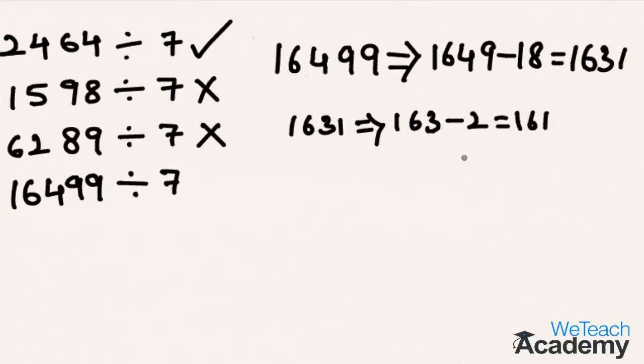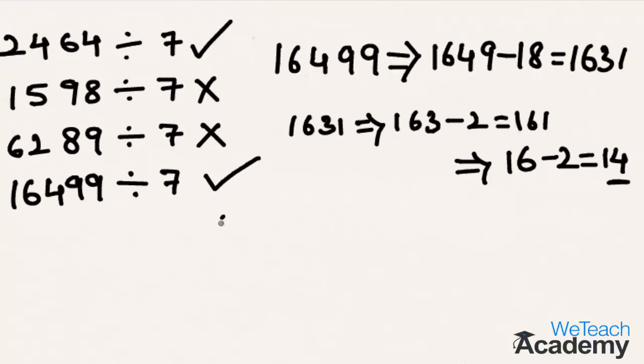And repeating the concept again, double the last digit 1 is 2, which is to be subtracted from the remaining number 16. So 16 minus 2 is 14. Since 14 is divisible by 7, the given number is also divisible by 7.